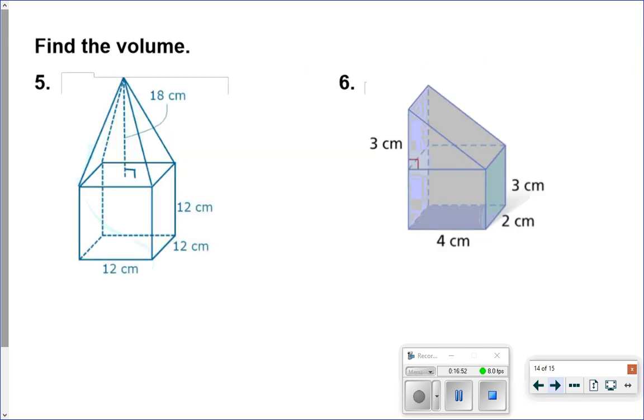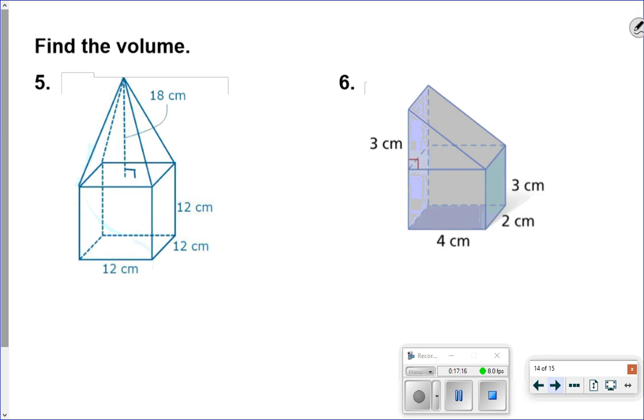Okay, so let's go ahead and take a look at 5 and 6. For number 5, we've got a rectangular prism and a rectangular pyramid. And for 6, we actually have a triangular prism and a rectangular prism. So I'm going to write the individual formulas next to the individual parts, and then I'm going to ask you to pause and try it on your own.